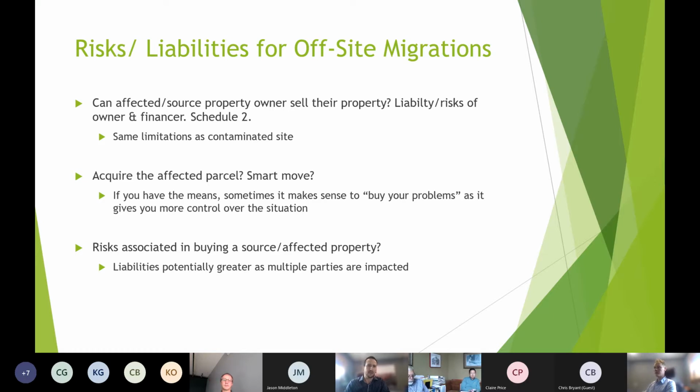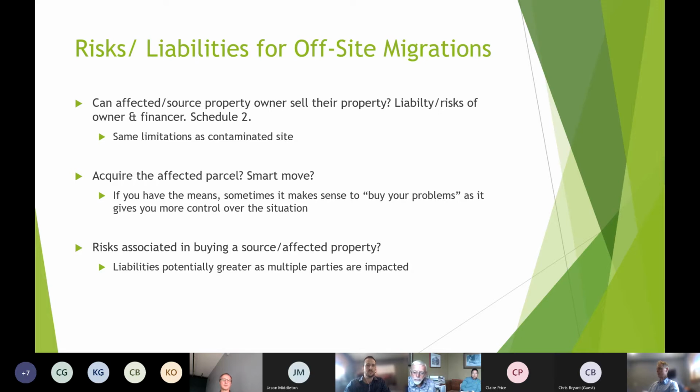So in terms of the affected parcel, it doesn't really matter that they are not liable for the contamination. They're still considered a contaminated site until it's basically cleaned up. So you'll still be subject to the same limitations as a contaminated site in terms of obtaining financing potentially, getting insurance, or potentially shrinking the buyer pool. And depending on the specific situation, if you did want to sell an affected property or a source parcel, cash sales would likely be the most obvious sale route.